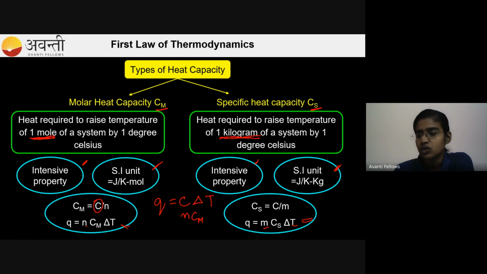Any doubt from the heat capacity? These are the formulas that you are going to study under the heat capacity topic. This is okay. Shall I move on to the next topic? Say yes or no, students. Are you there? Yes, very good. Thank you so much, Valmiki, for your response.